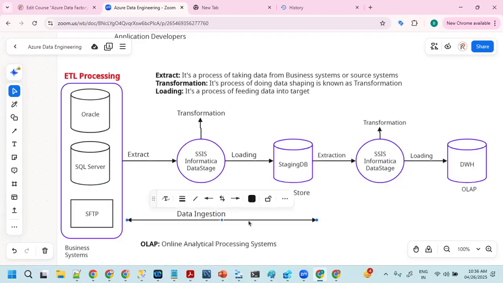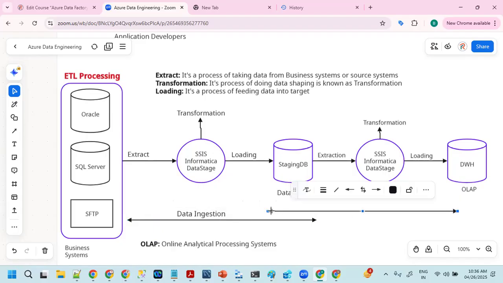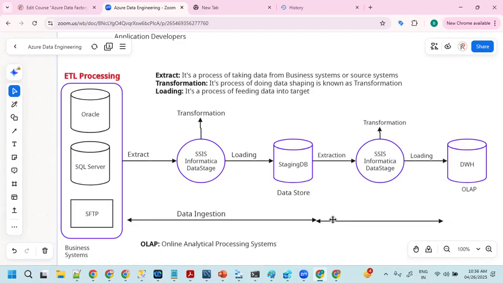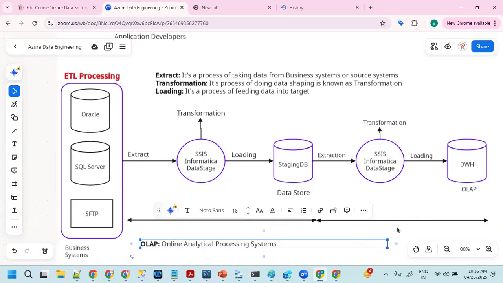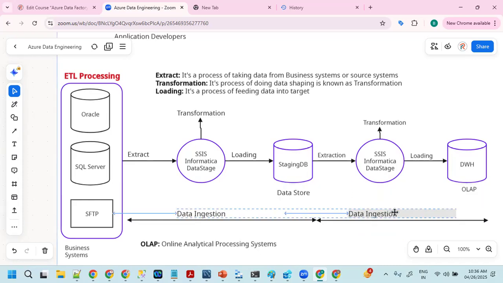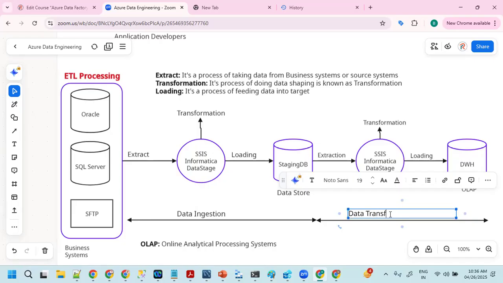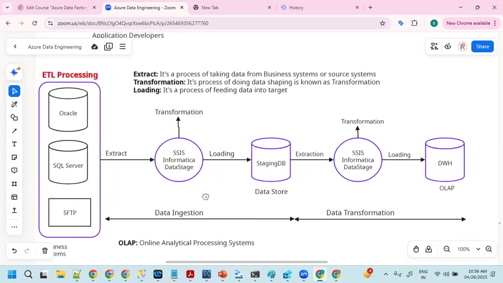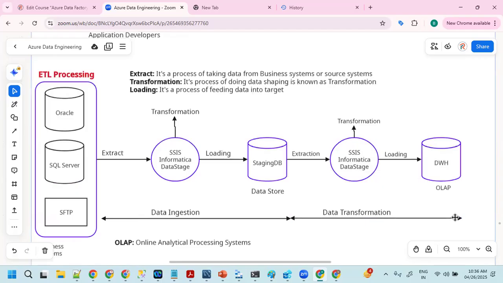So this entire process from here to here, we used to call it data transformation. We're applying a data transformation here. So how many activities are you going to do? I mean to say, in the traditional approach also, we have two operations. One is data ingestion and the other is data transformation.